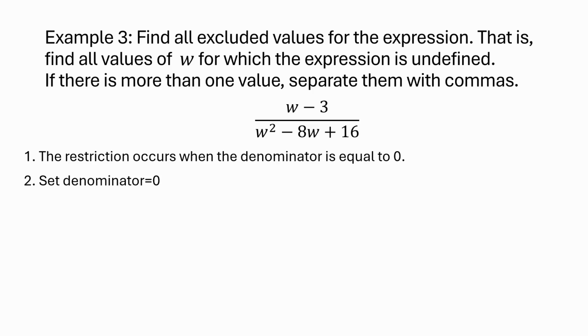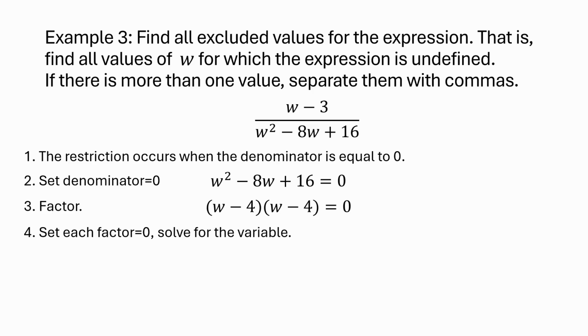We're going to set the denominator equal to 0, so we have w squared minus 8w plus 16 equals 0. Then we factor that, and it factors to be w minus 4 and w minus 4, which is equal to 0. We set each factor equal to 0 and solve for the variable. Since both factors are w minus 4, we don't need to do that twice because it gives the same solution, so we only need to set one of the factors equal to 0.